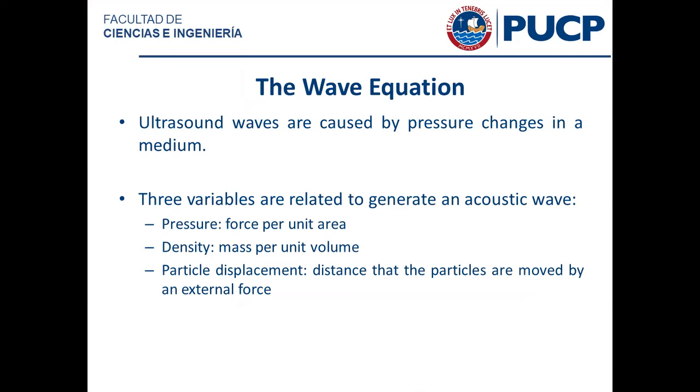So anyway, when we talk about the wave equation, and thanks for letting me know, guys, we basically have three variables that are going to be related to generate an acoustic wave. These three variables are the pressure, which is the force per unit of area, the density, which is the mass per unit of volume, and the particle displacement, which is the distance that the particles are moved by an external force.